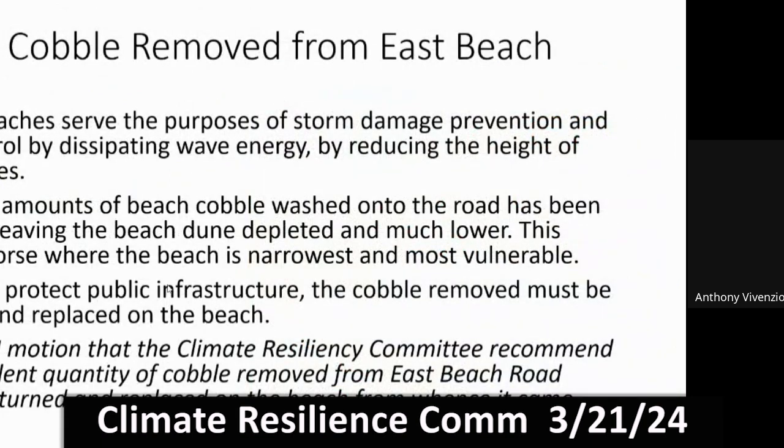So in summation of this item, coastal beaches serve the purposes of storm damage prevention and flood control by dissipating wave energy, by reducing the height of storm waves. That's actually right from MassCMR. A significant amount of beach cobble washed onto the road has been removed, leaving the beach dune depleted and much lower. This effect is worse where the beach is narrowest and most vulnerable. In order to protect public infrastructure, the cobble removed must be returned and replaced on the beach. Therefore, I motion CRC recommend equivalent quantity of cobble removed from East Beach Road be returned and replaced on the beach from whence it came.